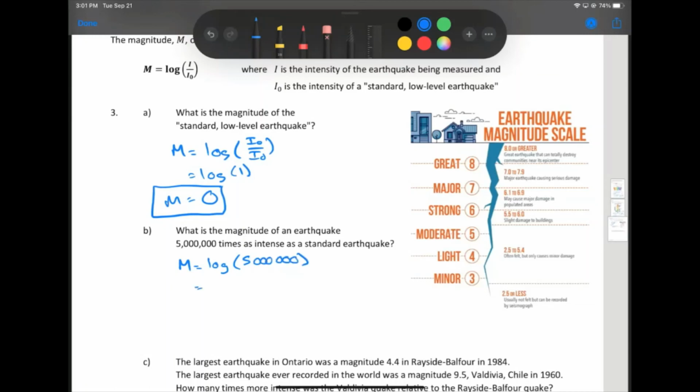So we just take the log of 5 million. Sometimes it's nice that you leave the best for last, or the easiest for last. So log of 5 million would be a magnitude, we'll round to 1 decimal, 6.7. So over here it would be between strong and major earthquake. So yeah, that's a pretty significant one. It's not destroying a continent, but it's definitely messing up a city or two.